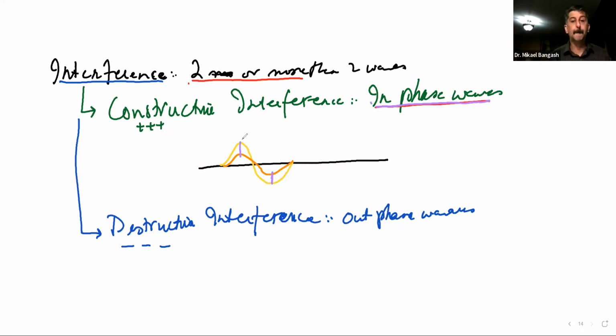Did that make sense, girls, so far? Yes. Right, okay. Now, this is the amplitude of your orange wave, and this is the amplitude of your yellow wave. But since they are in phase, what we mean by constructive interference is that the amplitudes here are going to be added up.